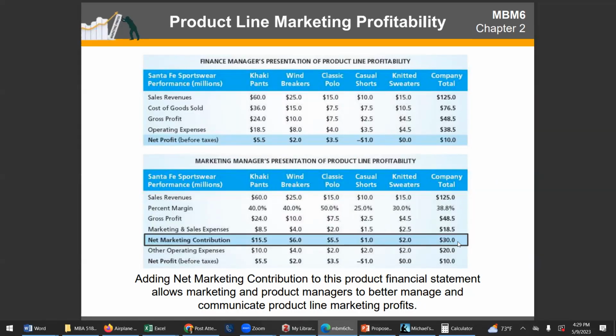So we can now compare net marketing contribution, and again, we're using this hypothetical 30. Where is the 30 coming from? Well, it looks like about half of it is coming from khaki pants, about 1/5 of it from windbreakers, about 1/6 from classic polo, and casual shorts, whatever 1 divided by 30 is, small, probably less than 4%.